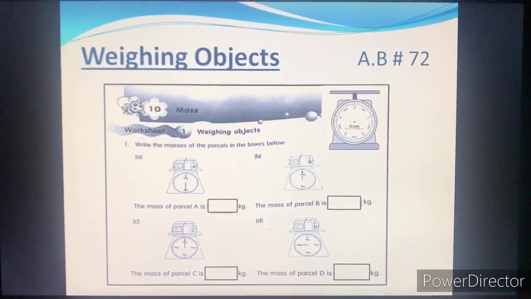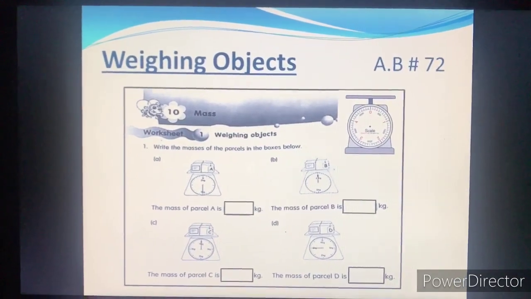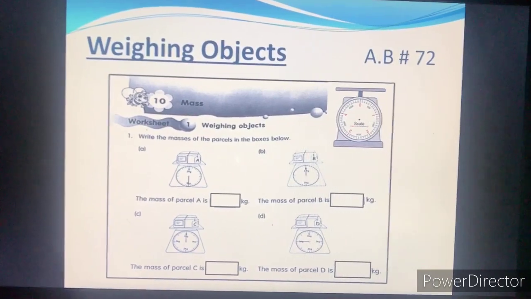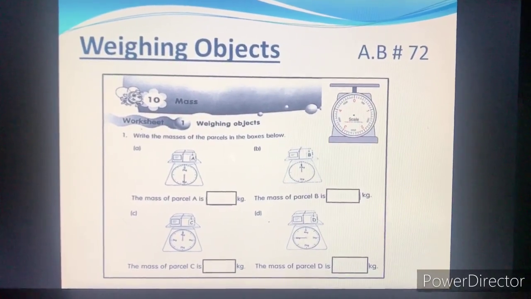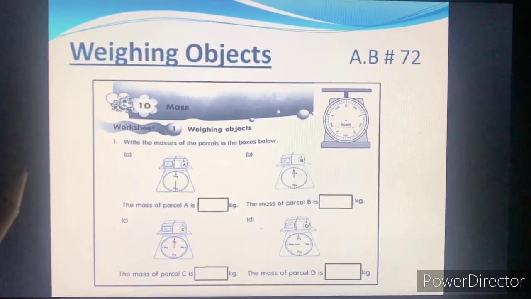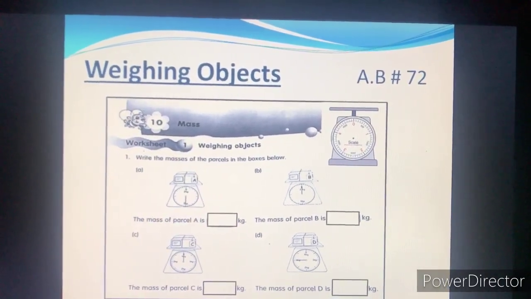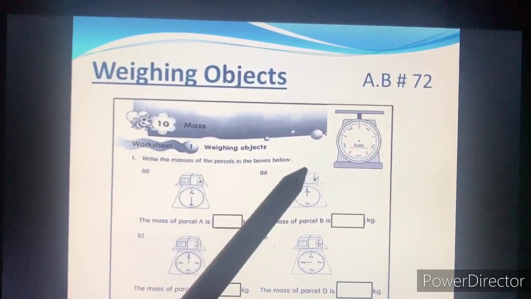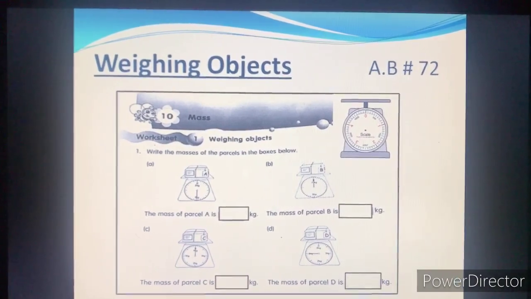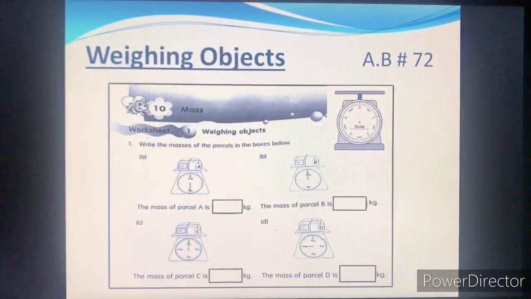Now open your activity book, page number 72. Yes, we are going to weigh objects. This is a worksheet given to you in your activity books. Question number 1 is: write the masses of the parcels in the boxes below. See, these are the boxes and they have different weights. So you will tell what is the mass or weight of the parcel.